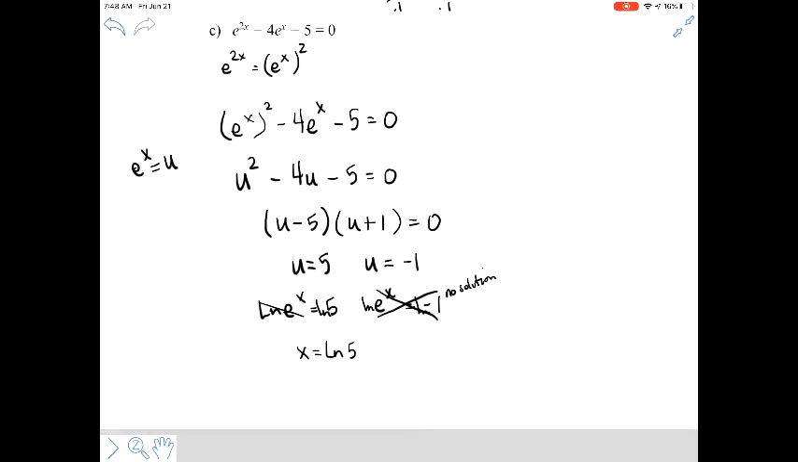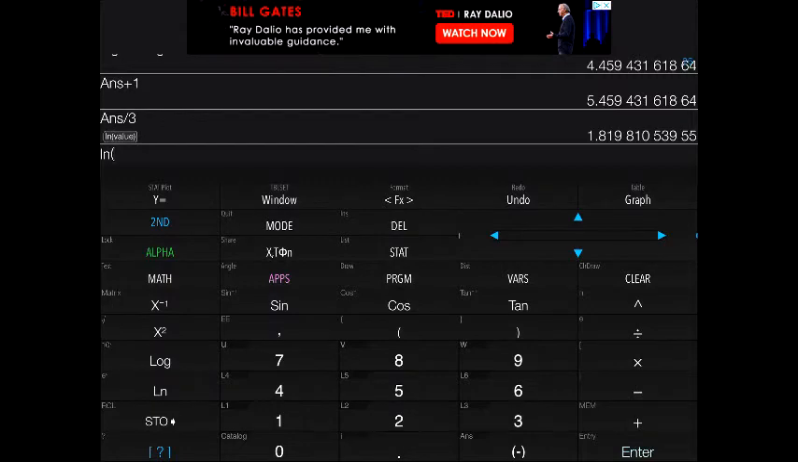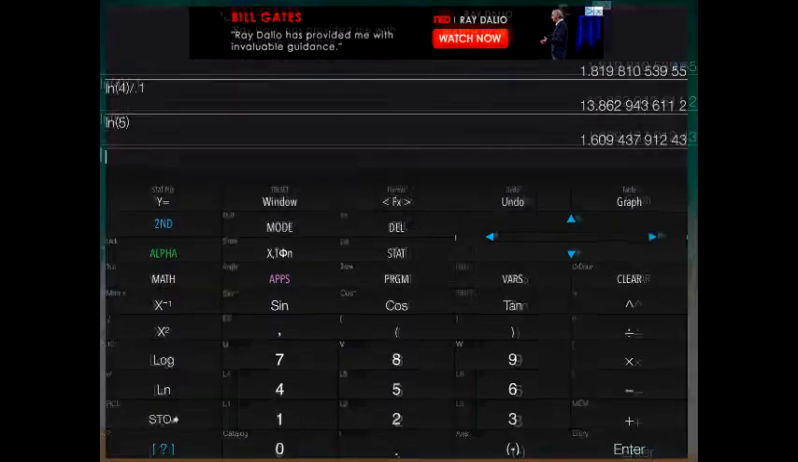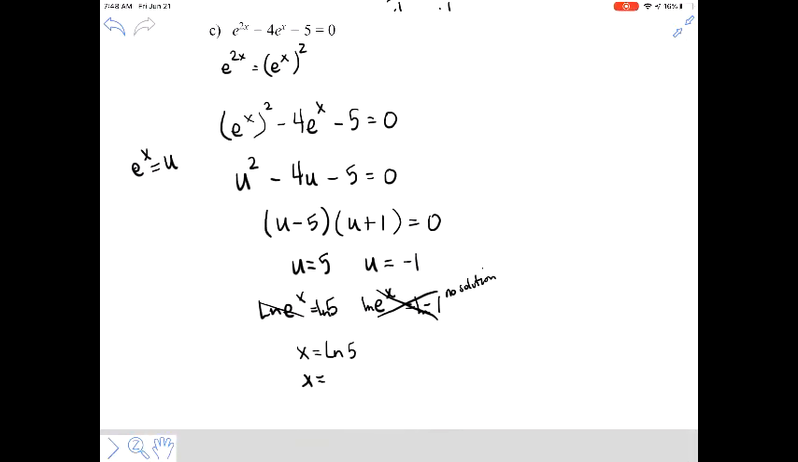So over here we get x equals natural log of 5. That's the exact form. Natural log of 5 is 1.61. So that's the exact and approximate form of both of those.